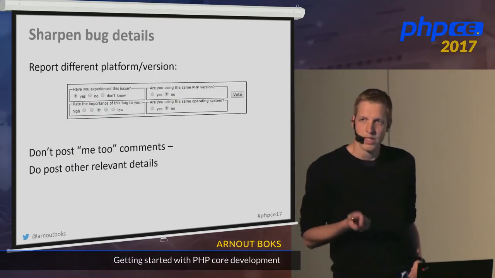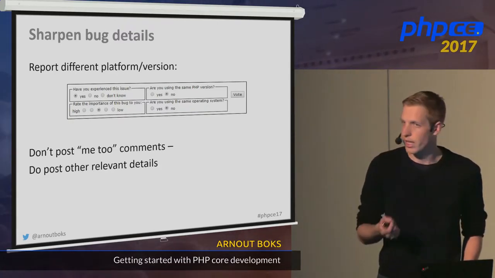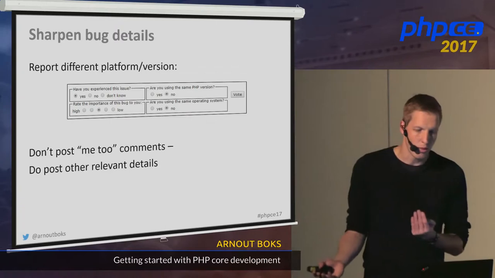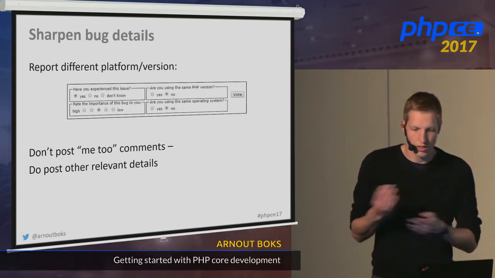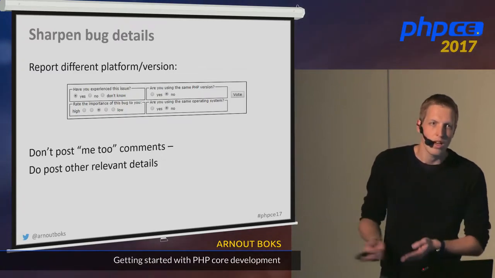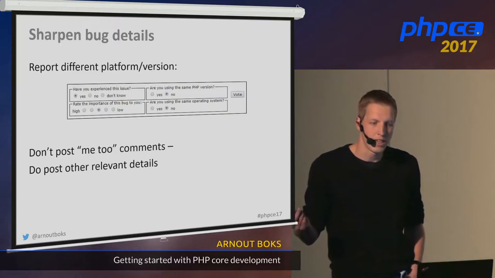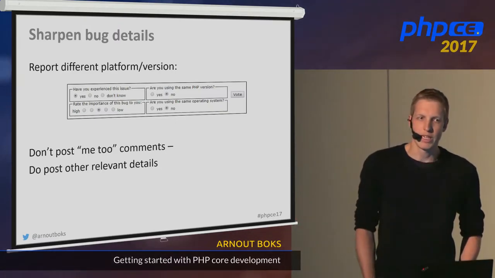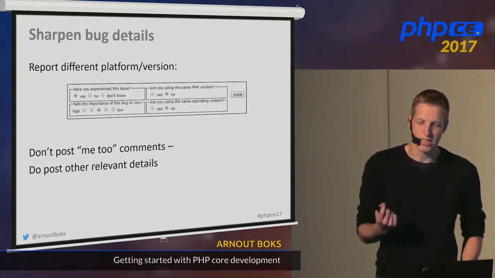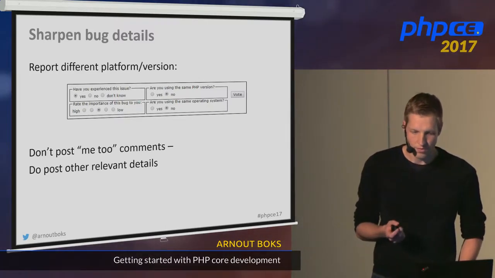there's a form in the bug tracker where you can report that you have encountered the same issue. And you can say whether that was on the same PHP version or another PHP version, same OS or another OS. And that's quite a bit better than just posting "me too" comments or something, because this enables the PHP core developers to actually gather statistics about how this bug can be reproduced.